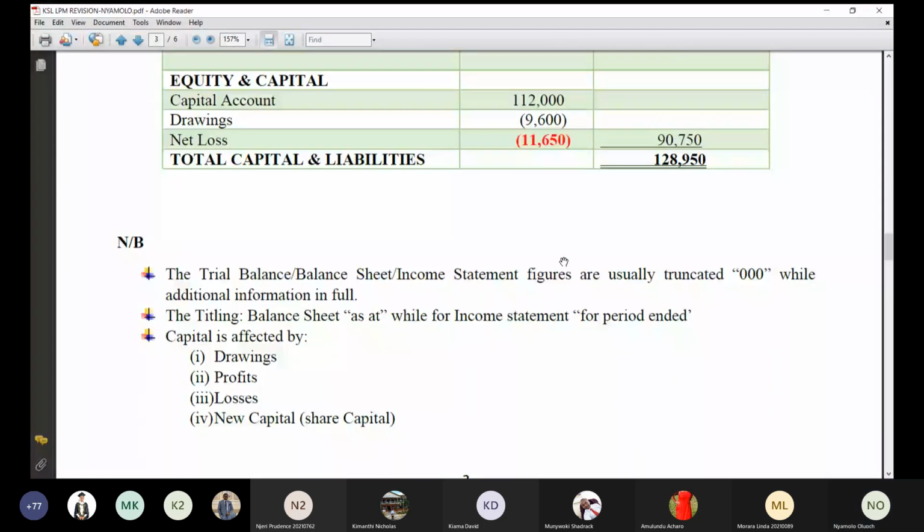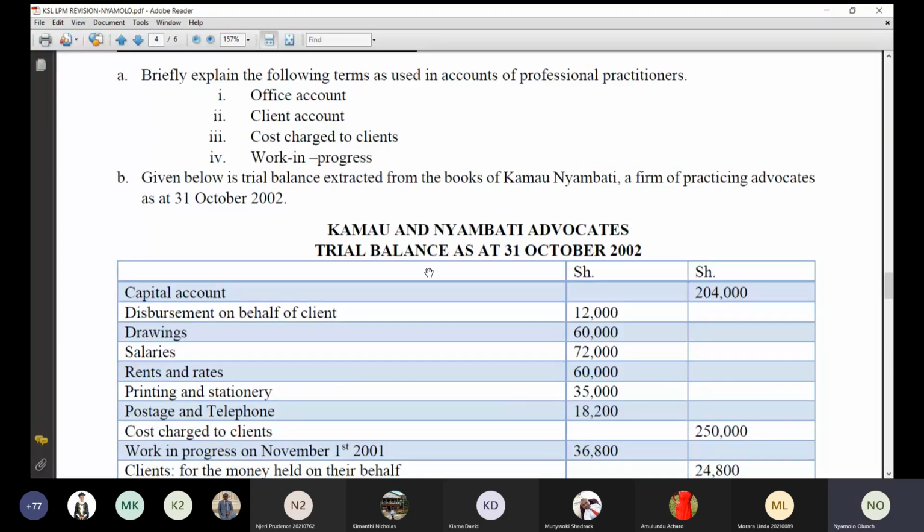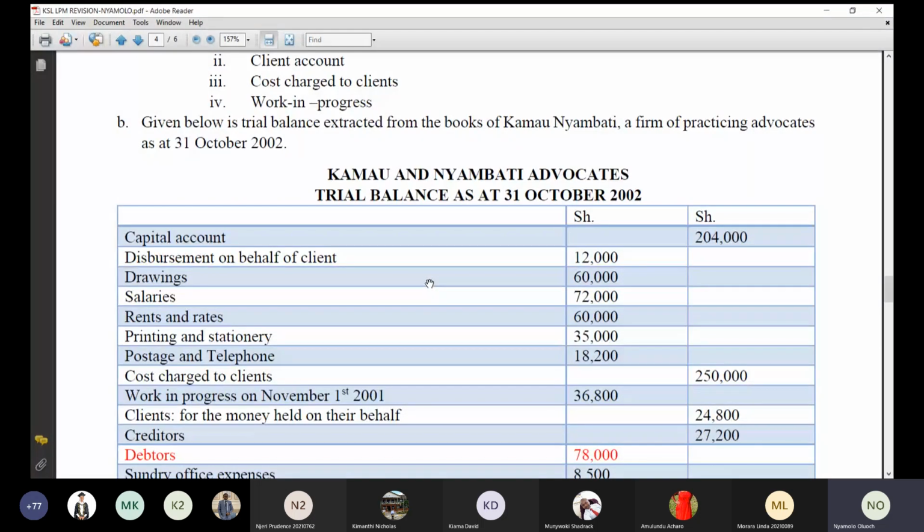That is the question that we did. And this is a possible question that you might get, and I will be reading it. Briefly explain the following terms as used in accounts for professional practitioners. For this particular question, the office account, the client account, cost charged to client, and work in progress. Hiyo ukipata, that should be free marks. The office account, client account, cost charged to clients, we'll see the solution.